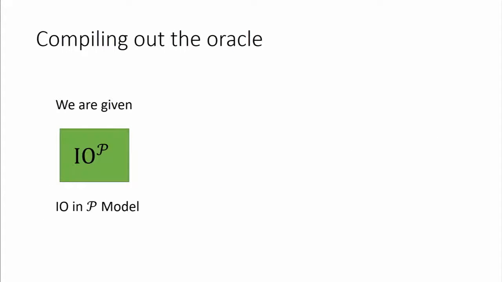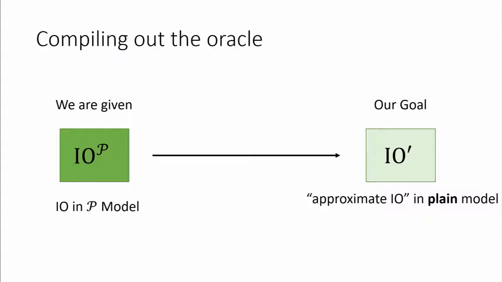Okay, so what we're going to do looks simple. We have an oracle P that, for example, in this case, is going to implement extended witness encryption for us. We start from an I/O construction that uses that oracle. And hopefully, we will turn it into an I/O construction in the plain model, which doesn't use any P, but is only approximately correct.